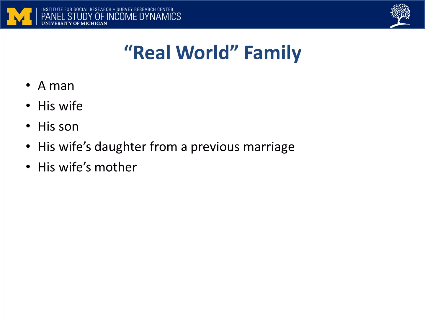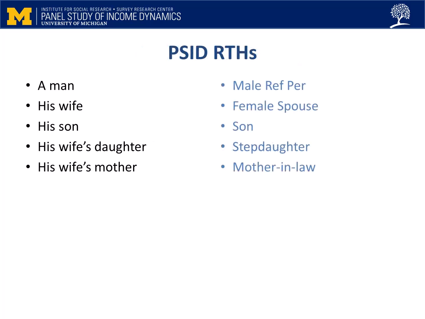For example, in a family unit, you may have a man, his wife, his son, his wife's daughter from a previous marriage, and his wife's mother. The relationships to reference person for this FU would be male reference person, female spouse, son, stepdaughter, and mother-in-law.